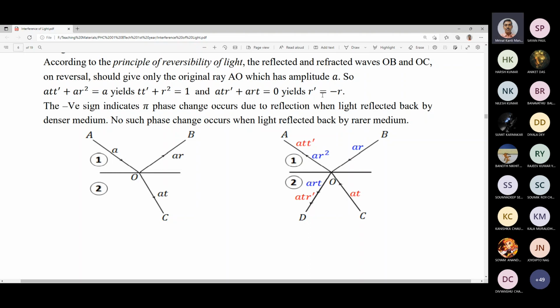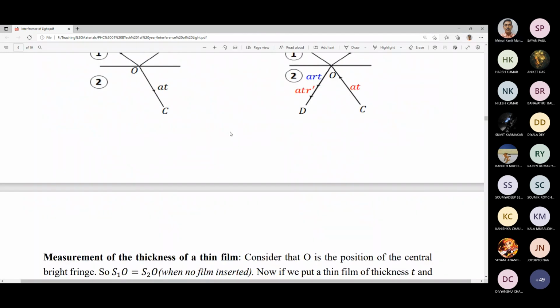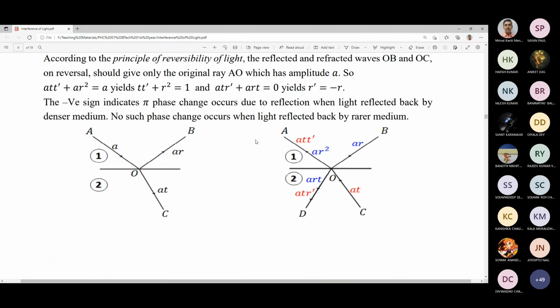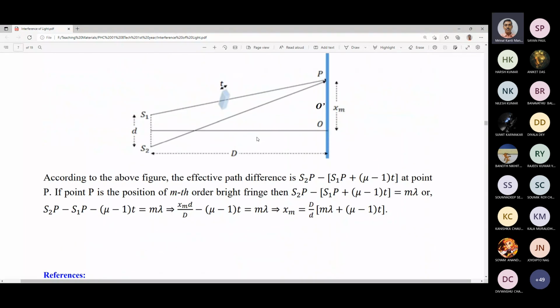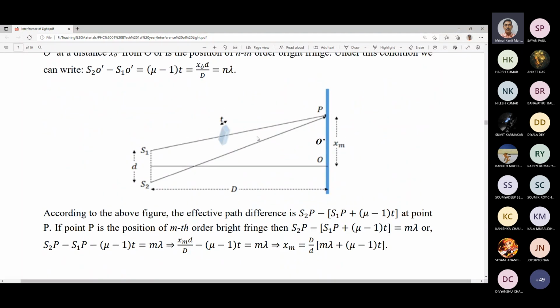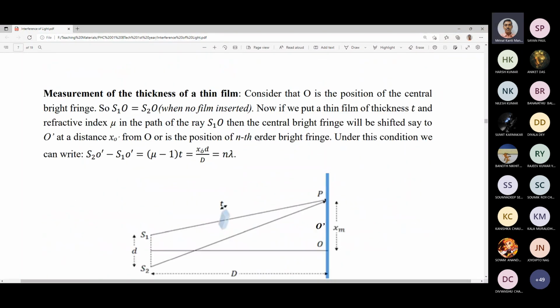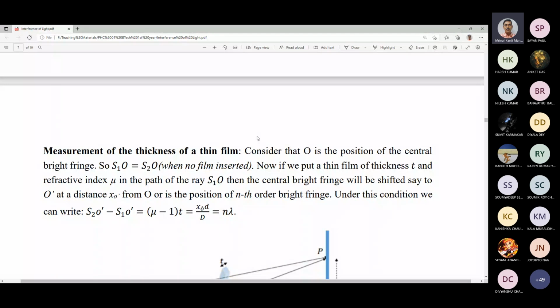Okay, so R prime equal to minus R. That indicates this beam is reflected back by the denser medium, so it indicates an abrupt phase shift of pi. That is the evidence. Okay, now we consider measurement of thickness by using the double slit experiment or by the prism experiment.